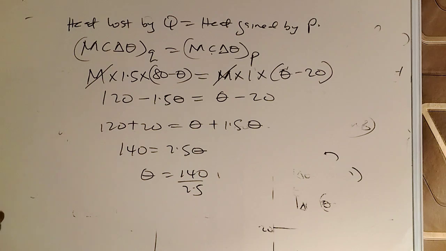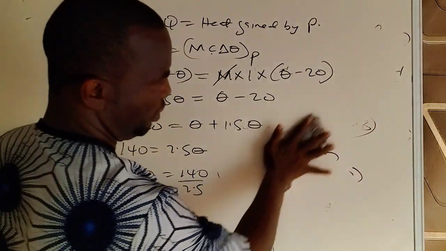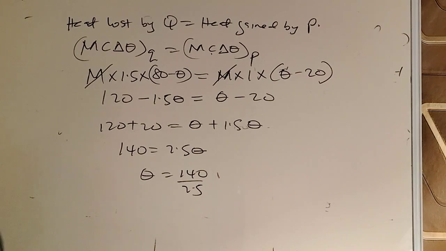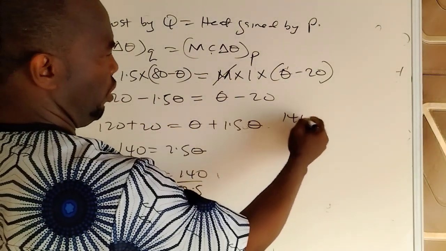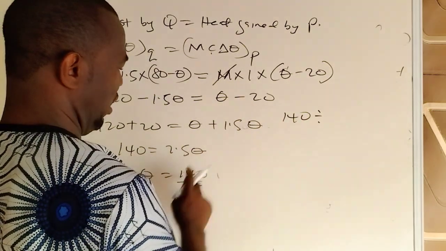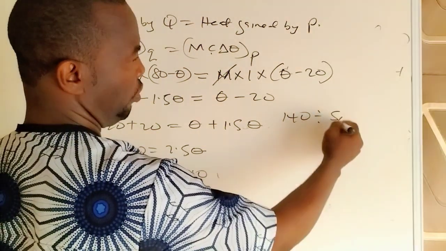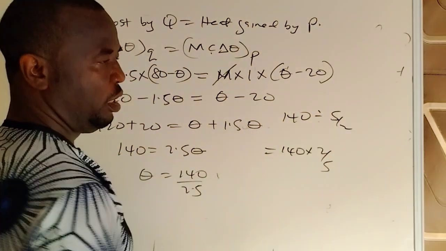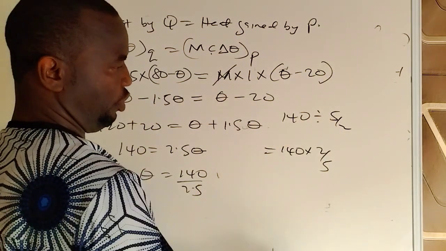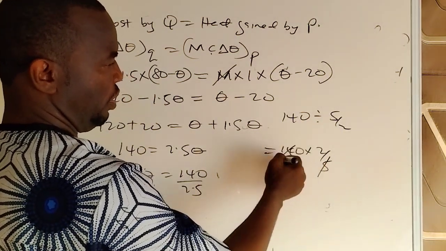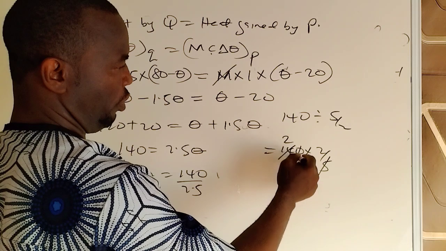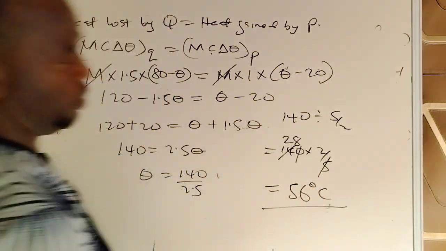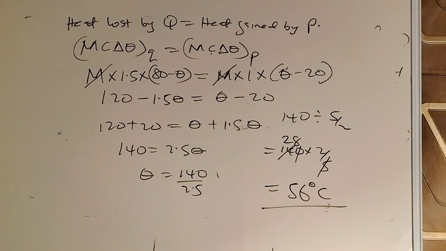You mustn't solve with a calculator, for the sake of those of you that are writing MCQ or test questions, where you may not need a calculator. So you can use your brain. 140 divided by 2.5, and 2.5 is 5 over 2. That is 140 times 2 over 5, inverting, applying mathematics rules for division. So 5 into 140 gives you 28, times 2, and we have 56 degrees Celsius as the final answer. So it's a very simple one. We'll take another one.